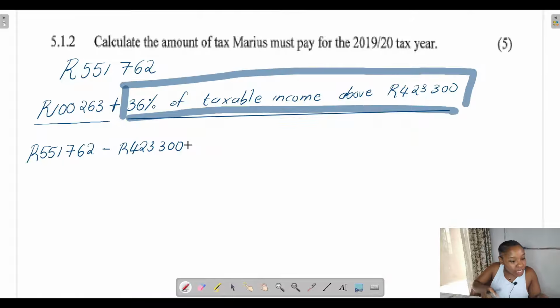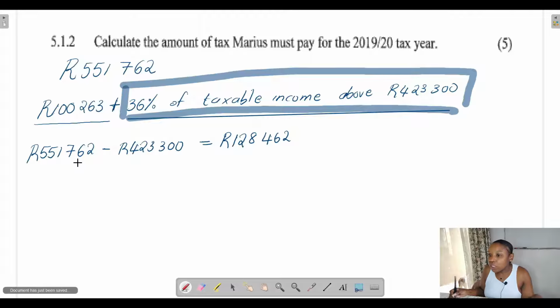Okay, so if you punch that into your calculator, you will get that the amount is going to be 128,462. Okay, so if you take 423,300 and you add it to 128,462, right, you will get 551,762. Okay, cool stuff, right? So that is the taxable income that is above 423,300.